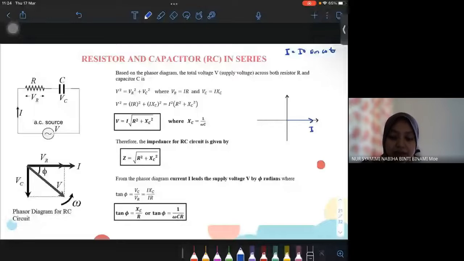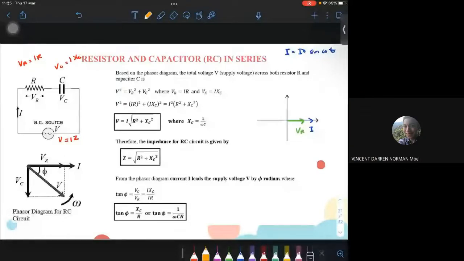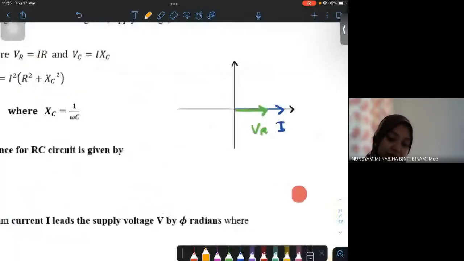Okay. So, kita akan ada V is equals to IZ, VR is equals to IR, VC is equals to IXC. VR akan in phase dengan I, so VR akan berada di atas I. So, this is my VR. Okay. Where is my VC? Negative cos. Kenapa VC negative cos? I leads VC. Yes, very good. Sebab I lead VC by pi over 2 radian.